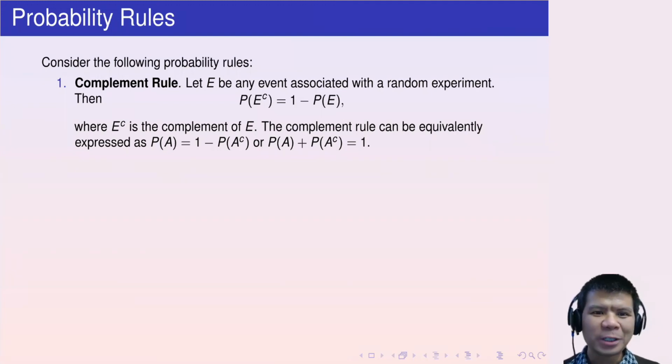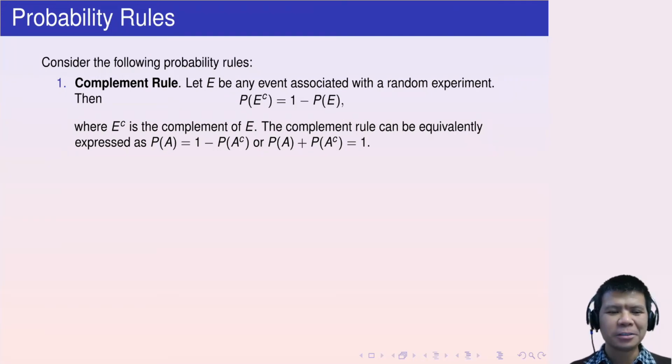Hello, everyone. Welcome to Lecture 10 on Introductory Statistics. In last lecture, we talked about some event operations like complements, unions, intersections, and differences. And today in this lecture, we're going to talk about some probability rules about them.